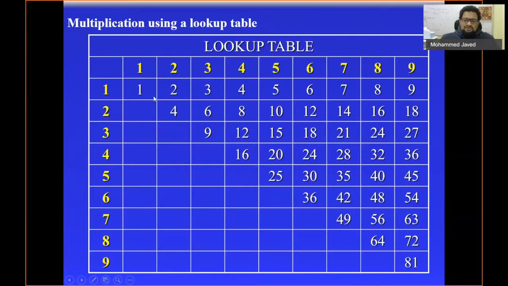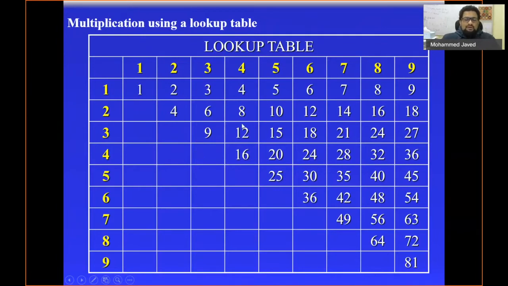What I have done is that I have removed the redundant computations. For example, 2 into 1 is 2, and 1 into 2 is also 2, so I have not written it again. I have removed this one. This is an efficient way of representing the multiplication of numbers from 1 to 9, and these are all the redundant computations, which have been removed.